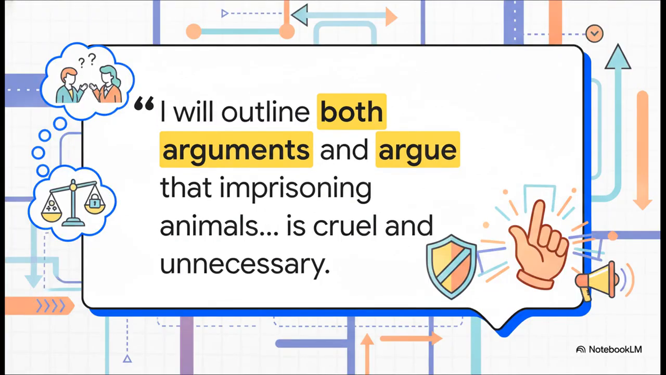And finally, step 3. Give your opinion. The writer is being crystal clear here, right? They tell the examiner they're going to outline both arguments and then argue for their specific point of view. This one sentence acts as a perfect roadmap for the whole essay. The examiner knows exactly what's coming.